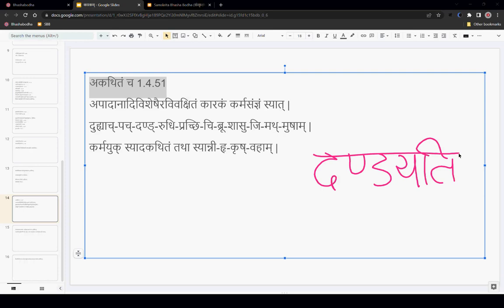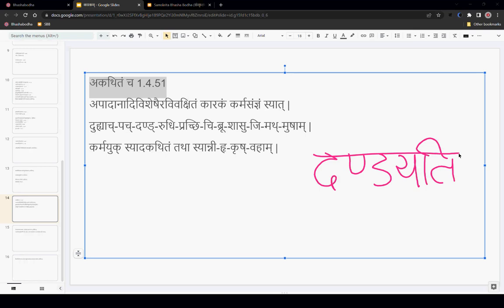आरक्षकः चोरं दण्डयति. What does it mean? The policeman punishes the thief. Arakshakah choram dandayati means he is punishing the chora.